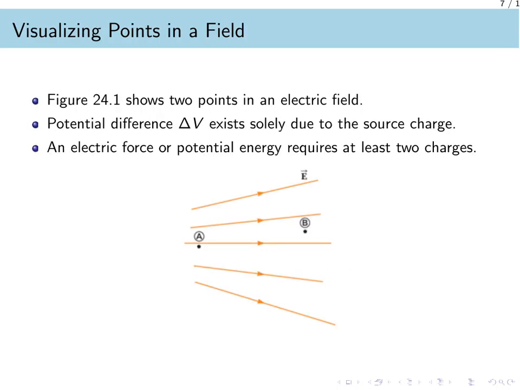This diagram helps us visualize two arbitrary points, A and B, within an electric field. The potential difference between these 2 points exists solely because of the source charges that created the field in the first place. It is a property of the spatial coordinates themselves. However, to talk about electric force, or electric potential energy, we must introduce at least one more charge into the environment. This reinforces the distinction that the field creates the potential, but the interaction between a charge and that field creates the potential energy and the resulting force.